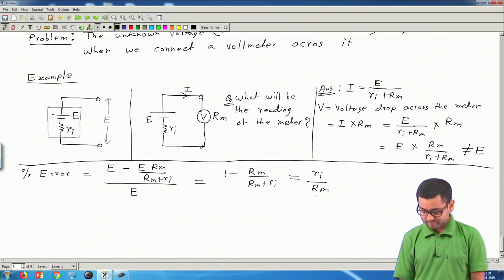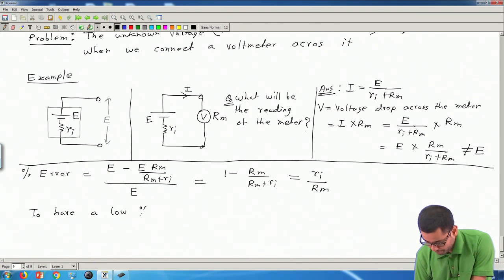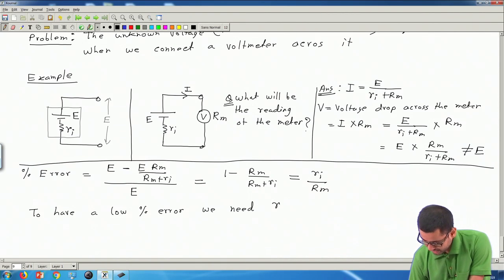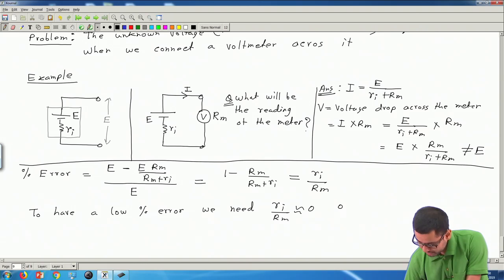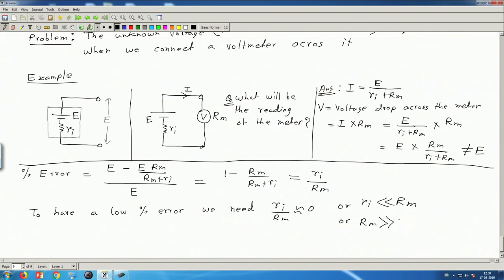When will this value be low? To have a low percentage error, we need Ri by Rm close to 0, or Ri much less than Rm, or Rm much greater than Ri. So this is the requirement: the voltmeter resistance Rm should be very large compared to the internal resistance of the source. Then only our reading will be correct.